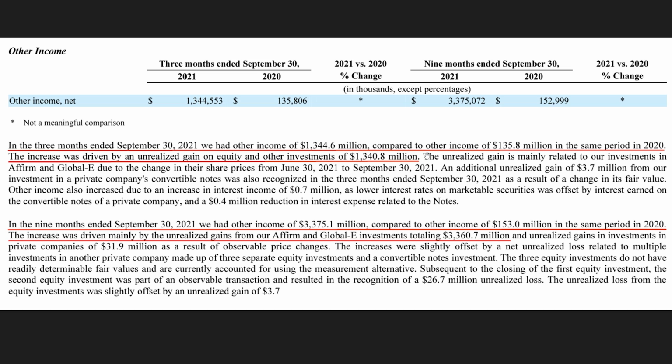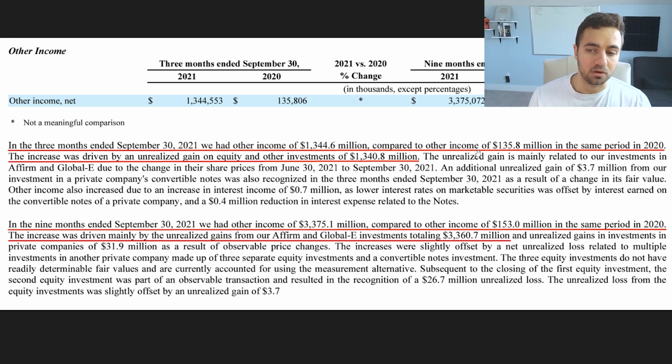So then I went further down in Shopify's financial statements, and this says, In the 3 months ended September 30th, 2021, we had other income of $1.34 billion compared to other income of $136 million in 2020. The increase was driven by an unrealized gain on equity and other investments of $1.34 billion. So basically, all of the company's net income for the quarter was an unrealized gain on their investments, or essentially investment values fluctuating in the stock market.